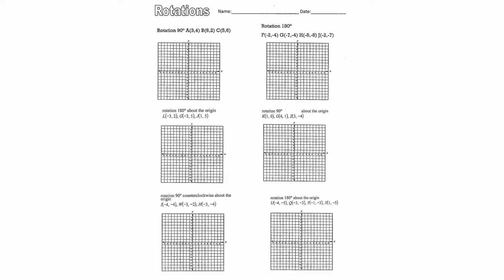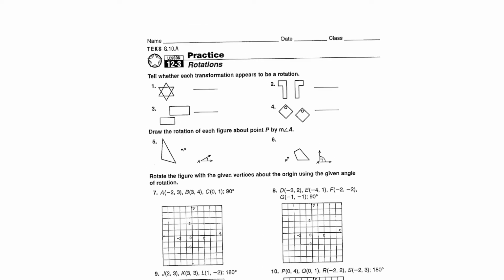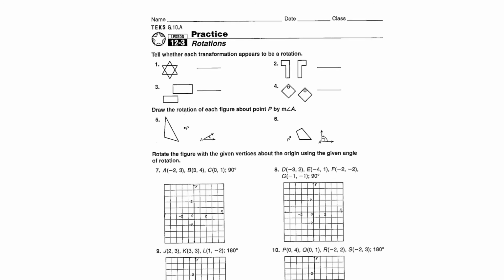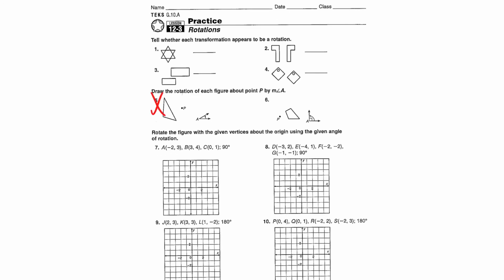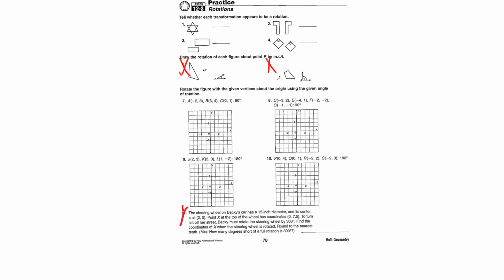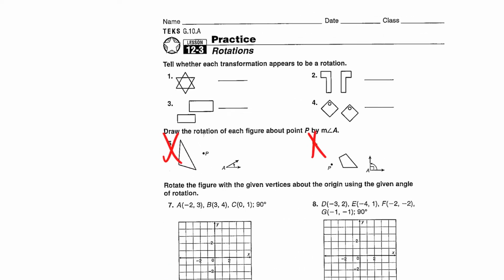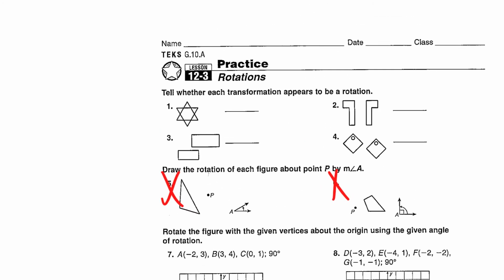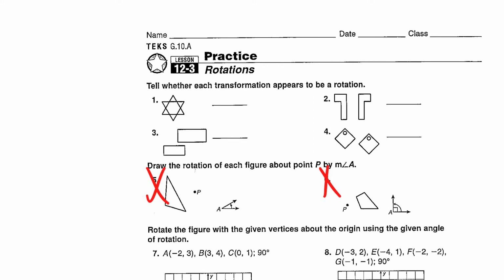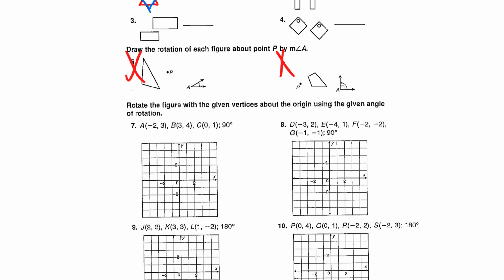Okay, so Rick, let me get you started on this real quick. On this side, you can skip 5, 6, and 11. Okay, here at the top, you're just going to say whether it looks like a rotation or not. So number one, what do you think? Yes. Okay, it's like this triangle just got rotated around to make this triangle. So all you're going to do is say yes or no on that.